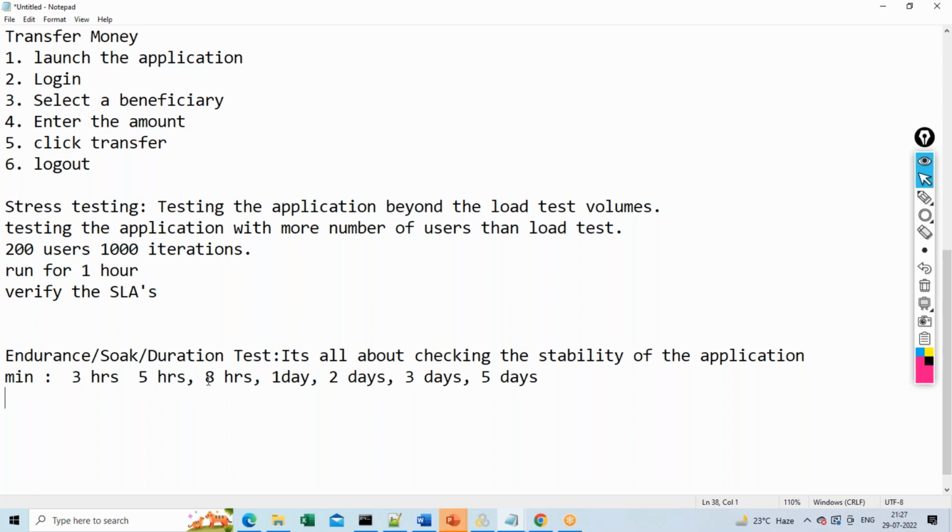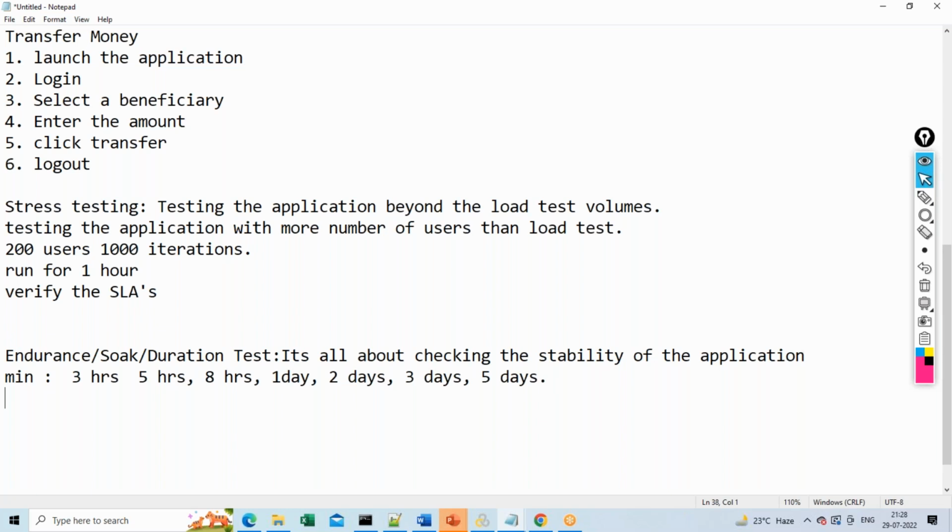In the recent projects, in the last 1-2 years, in the projects I have been working on, we were using a maximum of 3, 5, and 8 hours for the endurance, soak, or duration test. Long back we ran for 2 days, and there are still some projects across various companies where they run the endurance test for 2 or 3 days. Why? They have to ensure that the application does not break in spite of running for a longer duration.